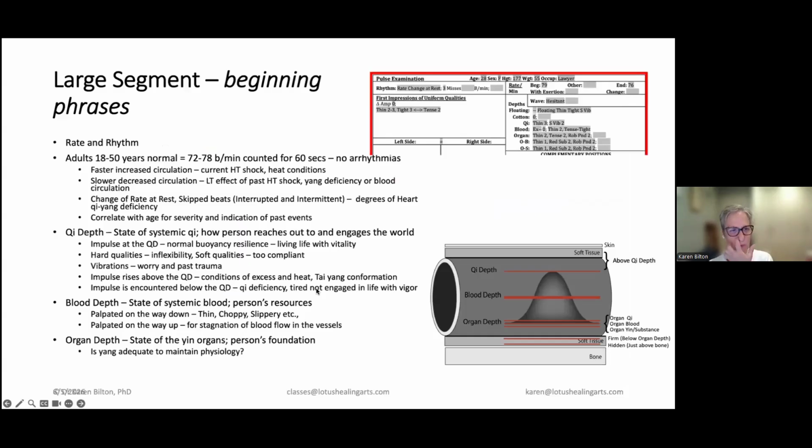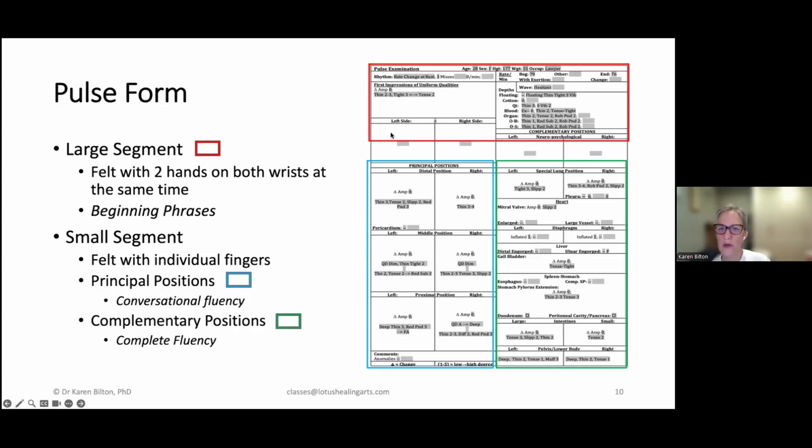Okay, so this just gives you an idea of the pulse form that we fill out. What you can see, this red square at the top, is everything that we feel with the large segment. So we have our rates, our beginning and end rate, and our rate with exertion and change with exertion. Here we have our first impressions, where we're just saying, is the pulse thin? Is it tense? Is it diminished? Is it deep? And over here we have our depths.